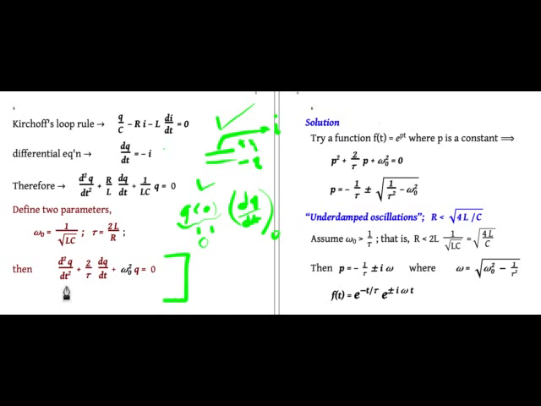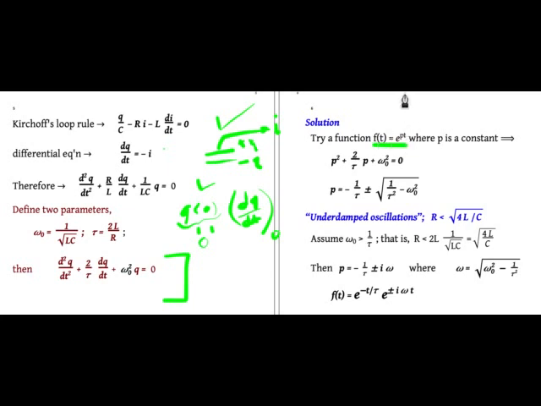I'm trying to find a function that satisfies this equation, a function of t. And the way I'm going to solve it is I'm going to guess the form of the function. I'm going to guess that it's an exponential. And then I'm going to find that, yeah, that gives me a solution. So I'm going to try this function e to the p times t, where p is a constant. So it's just an exponential function of time.